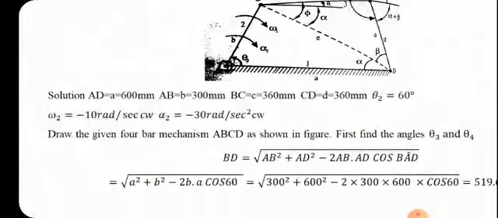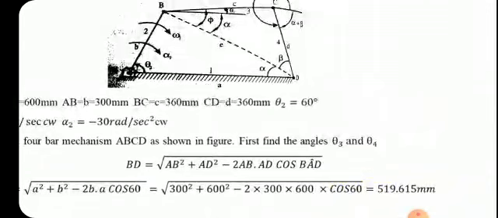Draw the given 4-bar mechanism ABCD as shown in the figure. First find the angles theta 3 and theta 4. BD squared is equal to AB squared plus AD squared minus 2 AB AD cos BAD, that is, 300 squared plus 600 squared minus 2 times 300 times 600 cos 60. We can calculate BD as 519.615 mm.